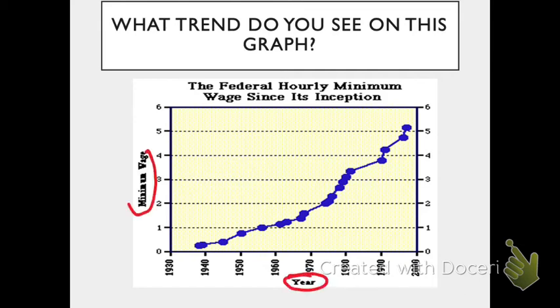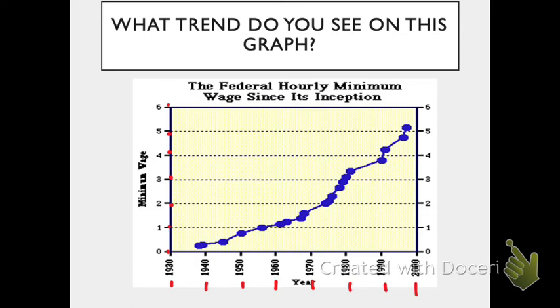Yeah, it's got the minimum wage over here, and it's got the year over here. Okay, does our axes have consistent scales? It goes up by 1, then by 2. So it's going up by 1 here. At the x-axis, we didn't start at 0 because it says since inception. So we started at 1930, but every tick mark is 10 years. So we do see consistency in that scale on the x-axis as well.